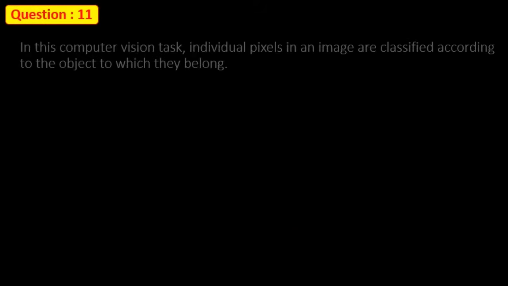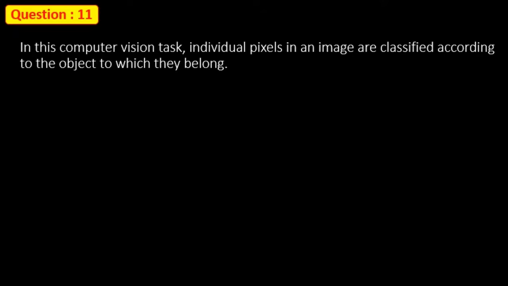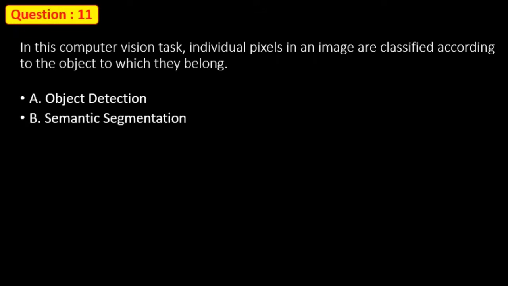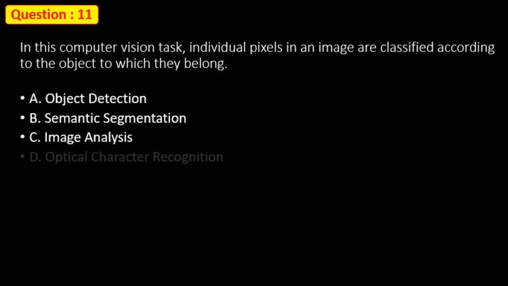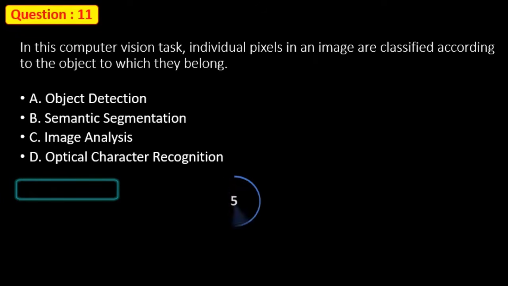Question number 11. In this computer vision task, individual pixels in an image are classified according to the object to which they belong. Options as below. A. Object detection. B. Semantic segmentation. C. Image analysis. D. Optical character recognition. The correct option is B. Semantic segmentation.